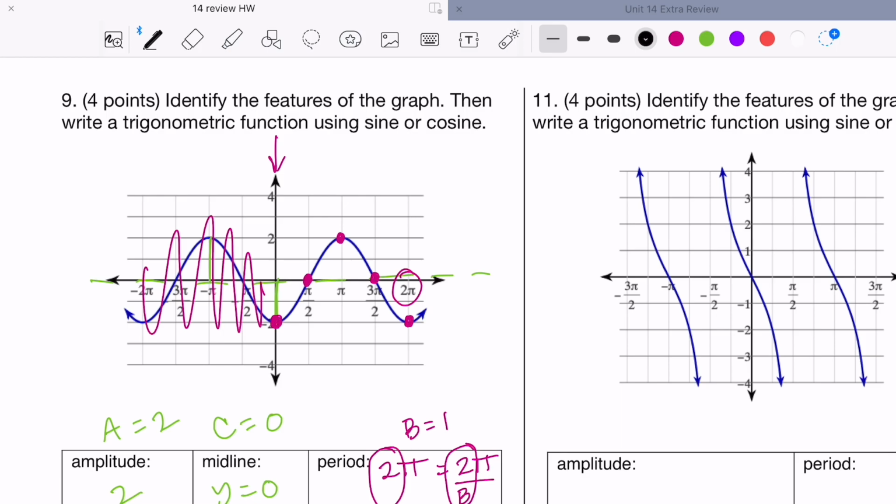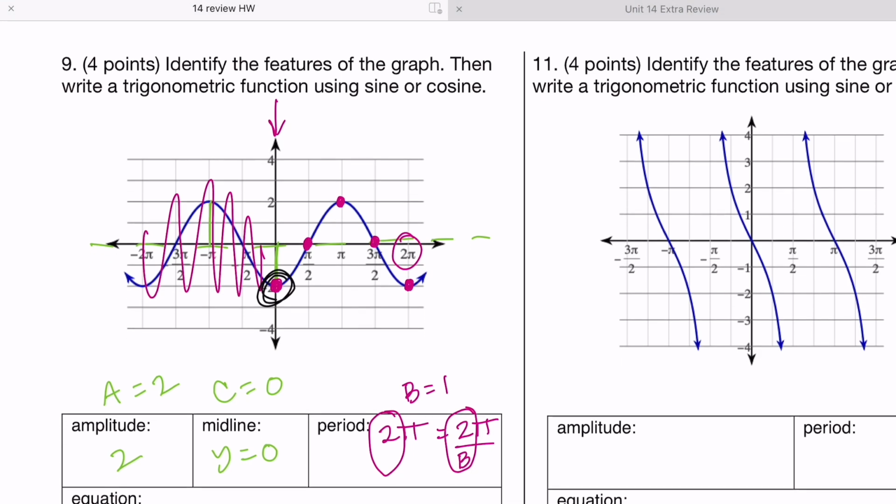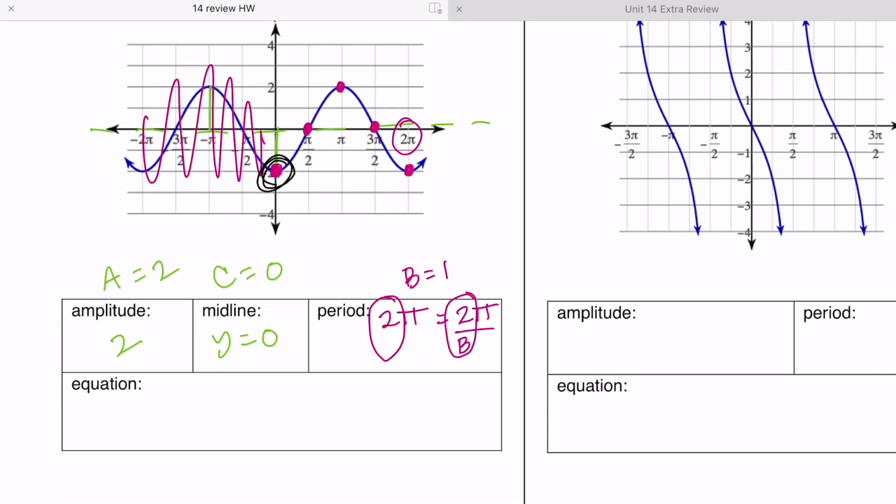We have to determine if it's positive sine, positive cosine, or negative cosine, because it's clearly not tangent. What I notice is that sine always starts on the midline, and this is not a point that's starting on its midline. It's starting below. Positive cosine would start above, but negative cosine is below. So we're going to be using the negative cosine.